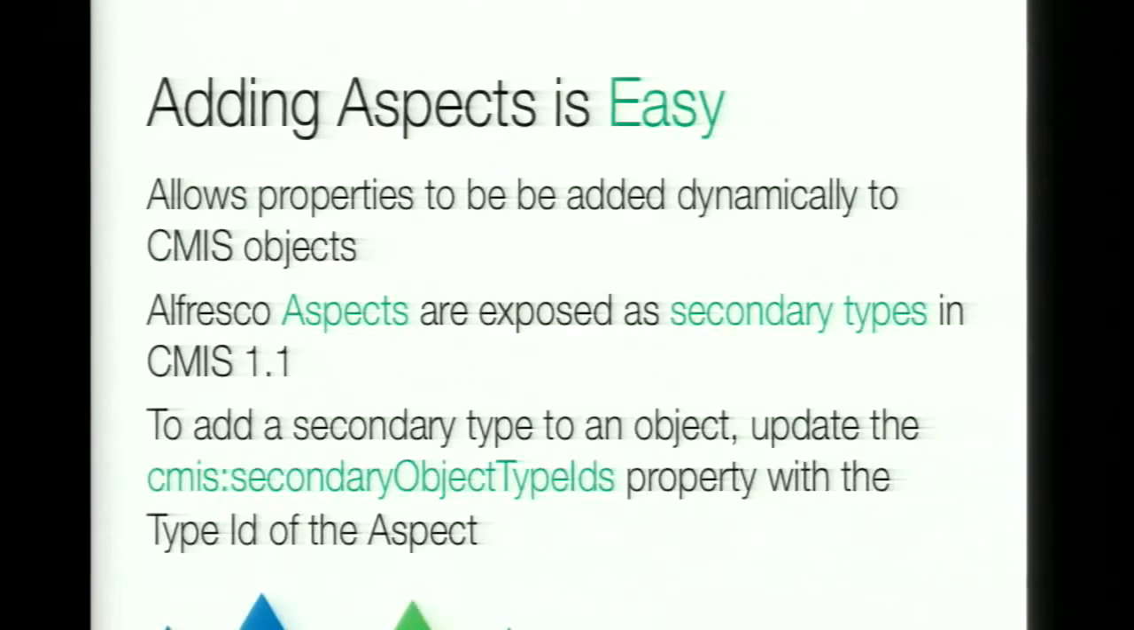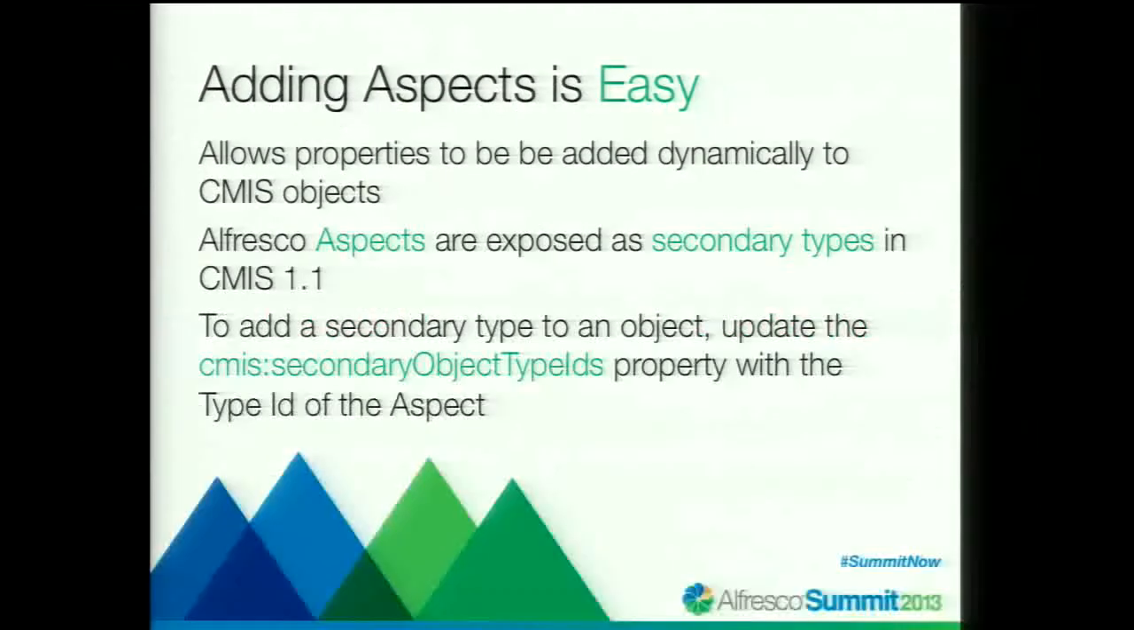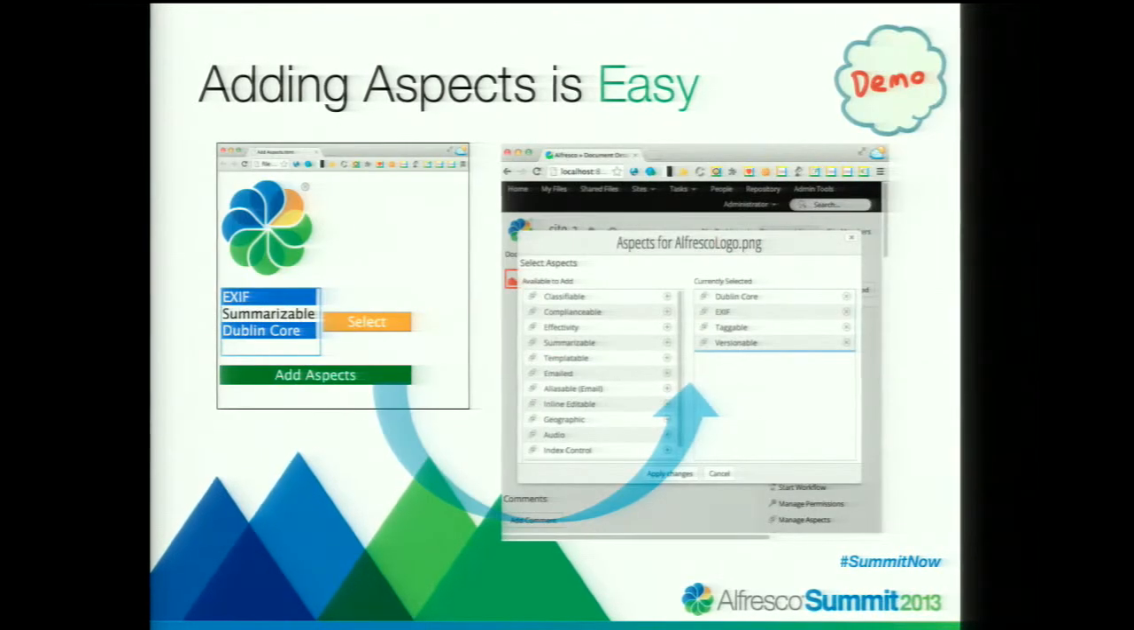So now we get into some even more interesting things. Adding aspects is easy. In CMIS 1.0, we introduced a great API, but it didn't have any concept of aspects. In 1.1, because we sort of insisted on it, it includes something called secondary types. And what we've done in Alfresco is mapped secondary types to Alfresco aspects. What these secondary types allow you to do is to mix in properties into an existing object. So you can go to an object and add in EXIF data or add in Dublin Core data at will by just adding to a CMIS secondary object type property the type definition ID of that type you want to add. So again, let me show you an example.